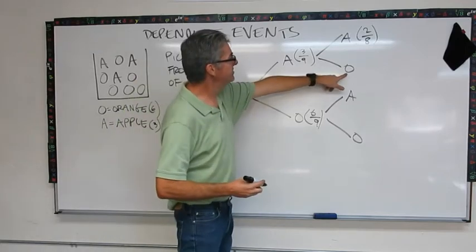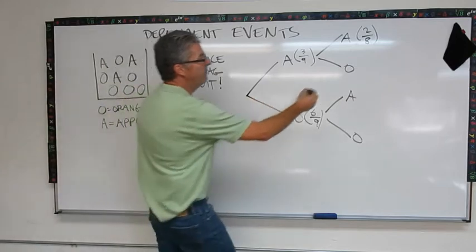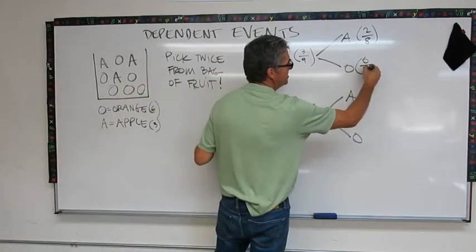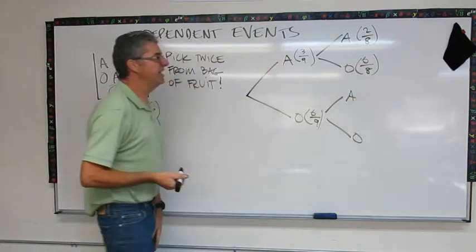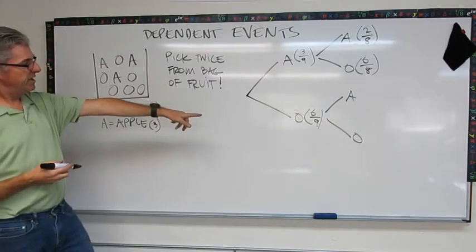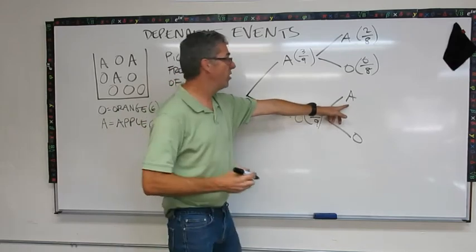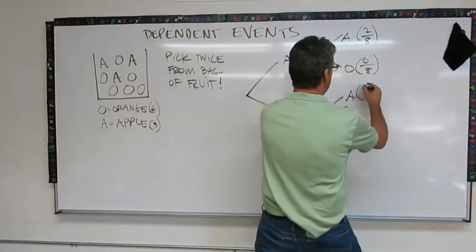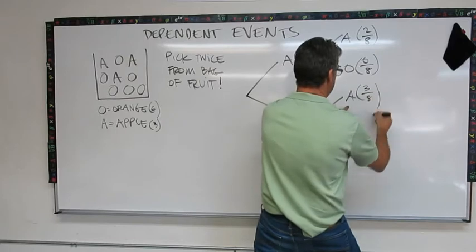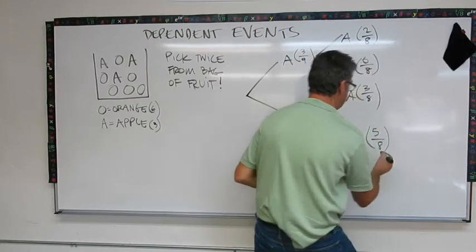Now for oranges, we still have the same amount of oranges in the bag, which was 6, but we only have 8 total pieces of fruit. So that's 6 over 8. Now let's take a look at the other option. For apple, we still have 3 apples in the bag because we drew an orange last. So this is going to be 3 over 8. And this one is going to be 5 over 8.